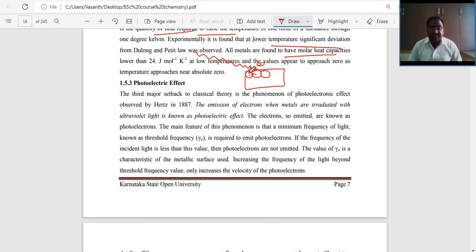This effect was explained by a scientist like Hertz in 1887. The electrons so emitted are known as photoelectrons. The main feature of this phenomenon is that a minimum frequency of light is required to remove the electron from the metal surface. That is what? Threshold frequency. If the frequency of incident light is less than this value, the photoelectrons are not emitted.